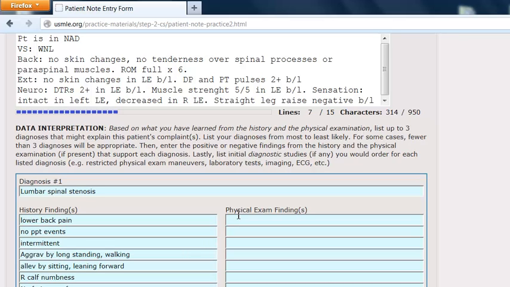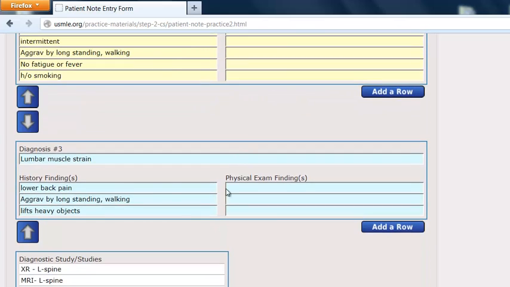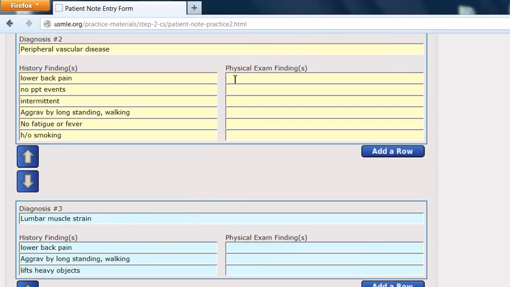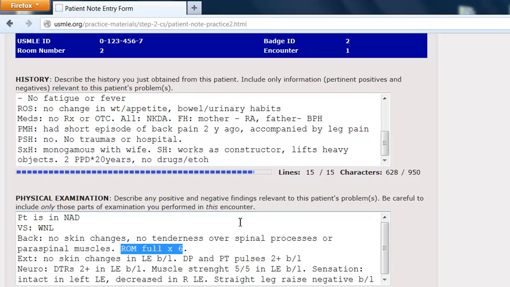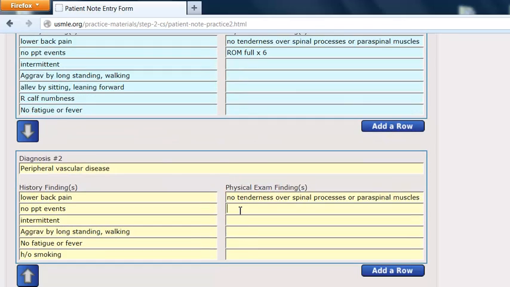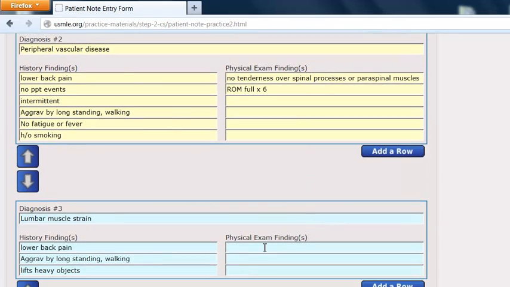And now let's go to our physical exam findings. This tenderness is not characteristic for spinal stenosis. That's why it's a pertinent negative. It's characteristic for lumbar muscle strain, and also we can add it here. Full range of motion. So first two differentials have full range of motion usually. And vascular exam is normal in patients with lumbar spinal stenosis and muscle sprain.